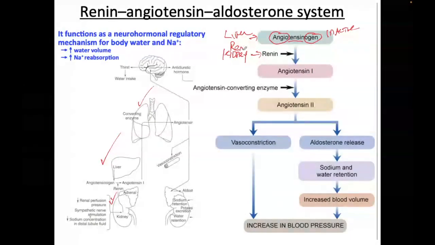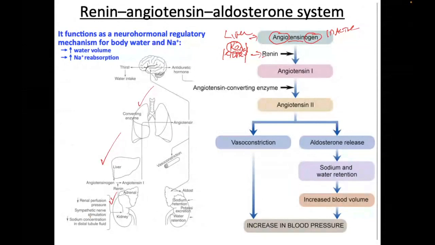What is the kidney called? The kidney is known as renal. The first three letters of renal, R-E-N, renin. So the kidneys make renin. When renin bumps into angiotensinogen, we get angiotensin 1.